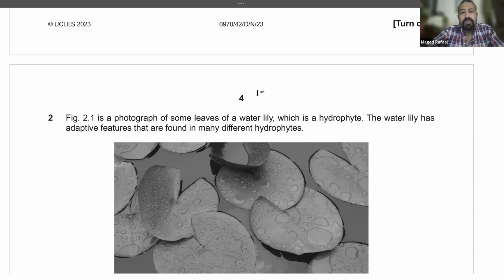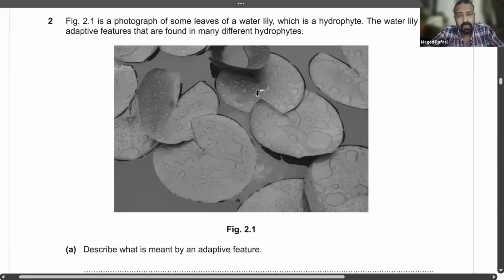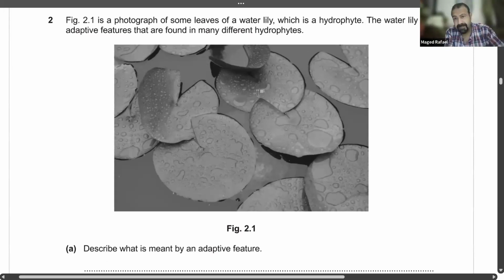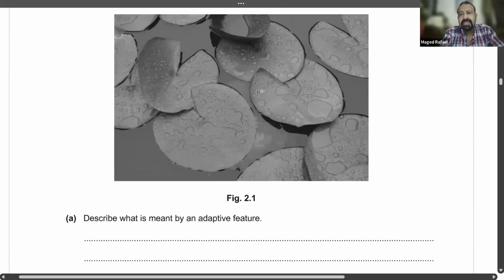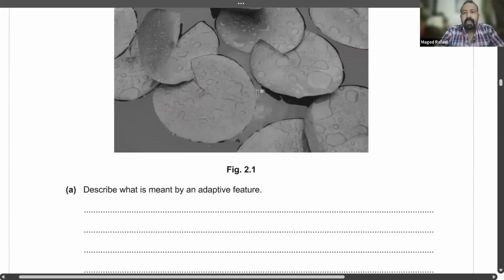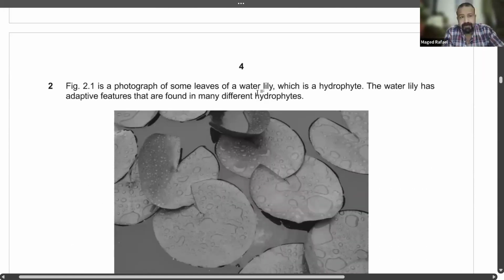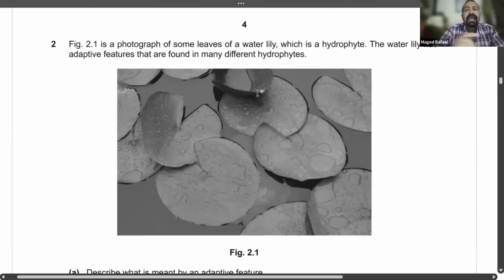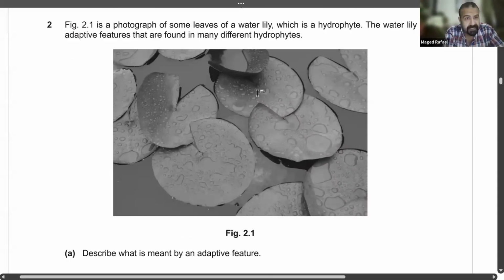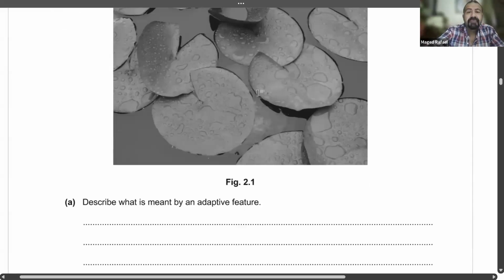Okay? Let's go to question 2. Question 2 is about hydrophytes. And look, we moved from the early beginning of the syllabus to hydrophytes in topic 18, variation, continuous and discontinuous, adaptation, and so on. Shall we read the question together? Figure 2.1 is a photograph of some leaves of water lily, which is a hydrophyte, and this water lily has adaptive features that are found in many different hydrophytes.